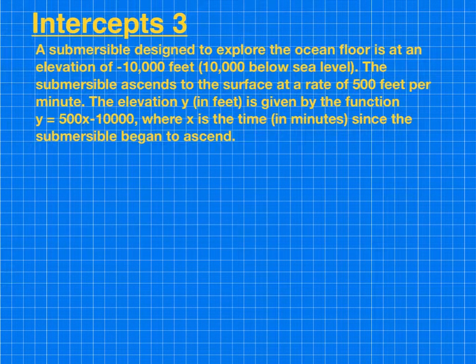In our example, a submersible designed to explore the ocean floor is at an elevation of negative 10,000 feet. That means 10,000 feet below sea level. The submersible ascends to the surface at a rate of 500 feet per minute. The elevation y in feet is given by the function y equals 500x minus 10,000, where x is the time in minutes since the submersible began to ascend.